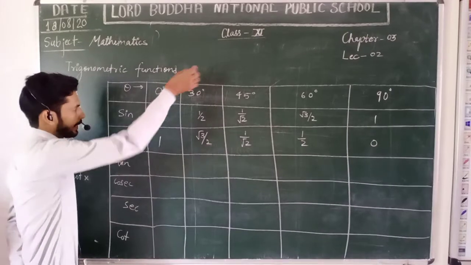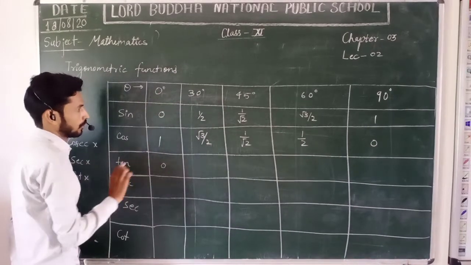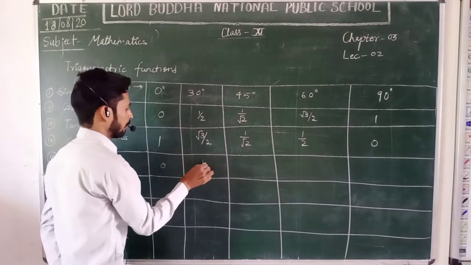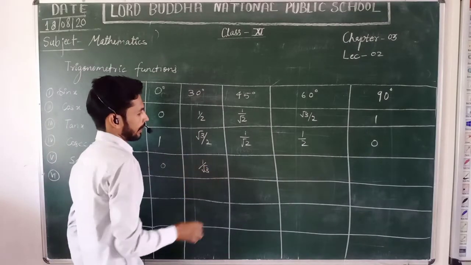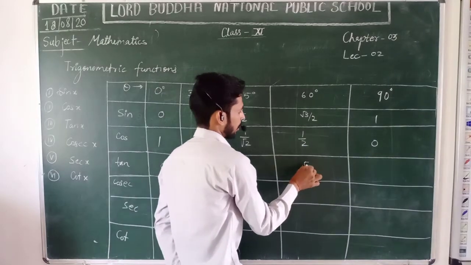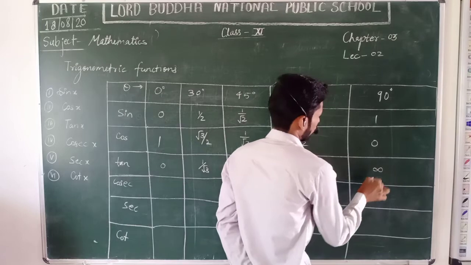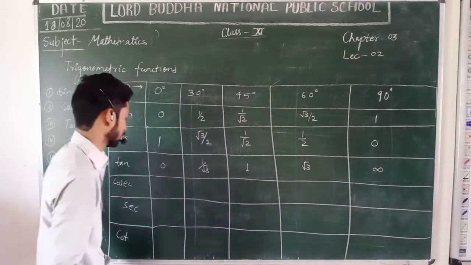And then tan 0 equals 0, tan 30 equals 1 by root 3, tan 45 equals 1, tan 60 equals under root 3, and tan 90 equals infinite.